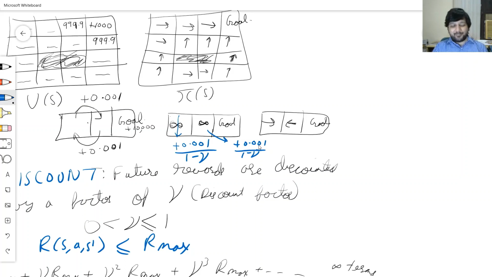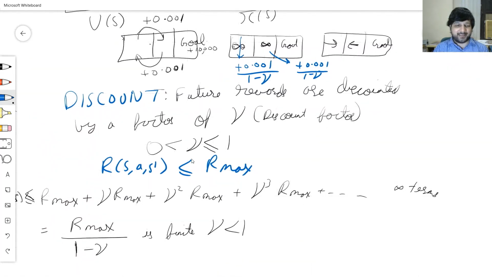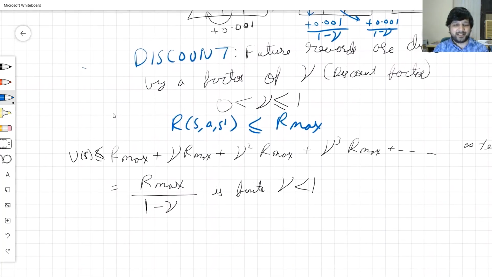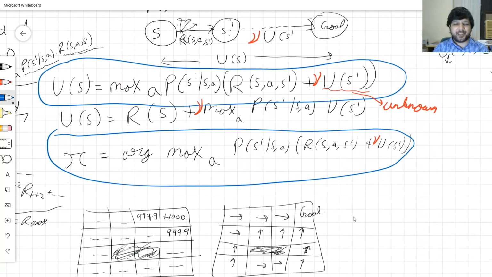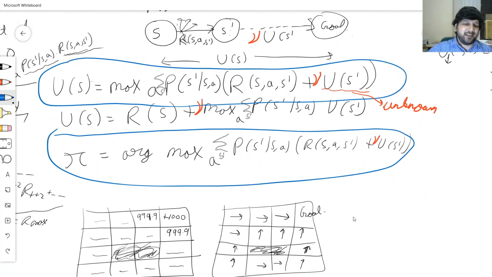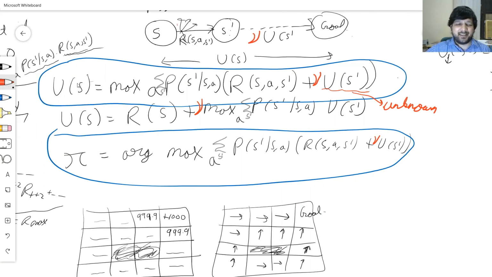So with this, let us actually start solving the mathematical expressions that we had written out over here. So we've got these two generic equations, and using this we will write down the mathematical equation. So nothing is known. This is unknown. This is unknown. The probabilities are known. The rewards are known. Gamma is known. Utilities are unknown.